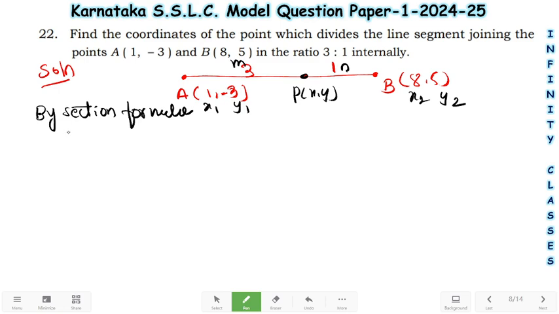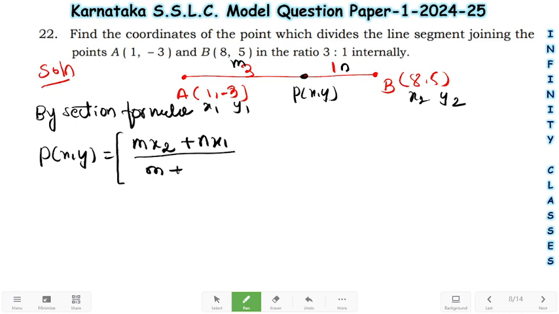P of (x, y) is equal to (m x2 plus n x1) divided by (m plus n), (m y2 plus n y1) divided by (m plus n).